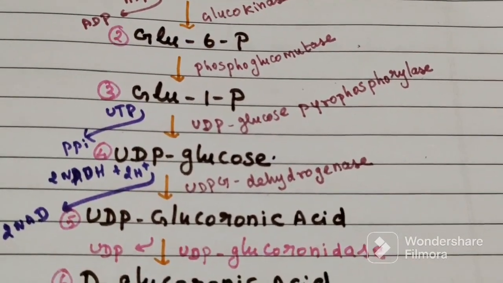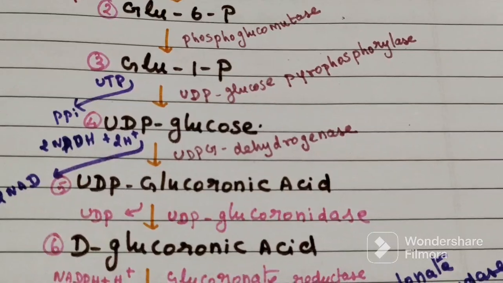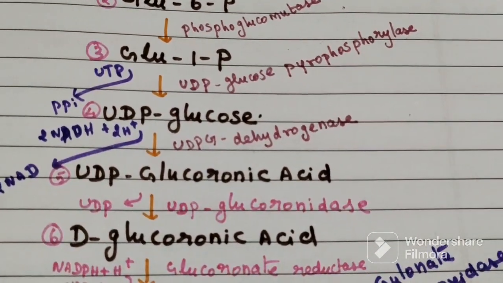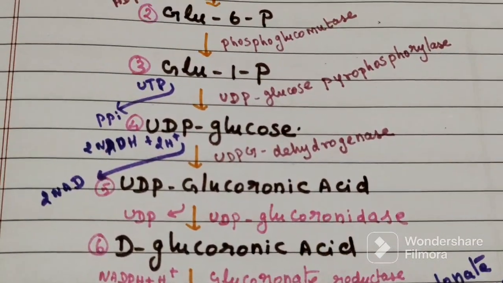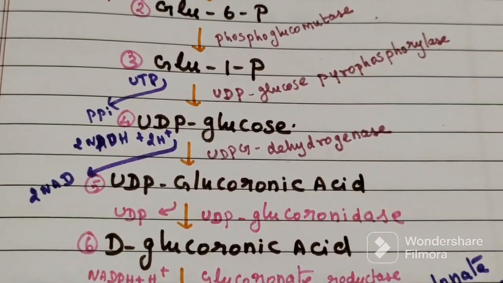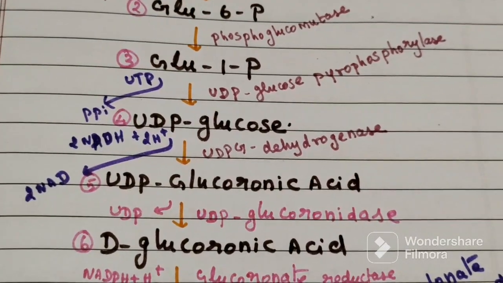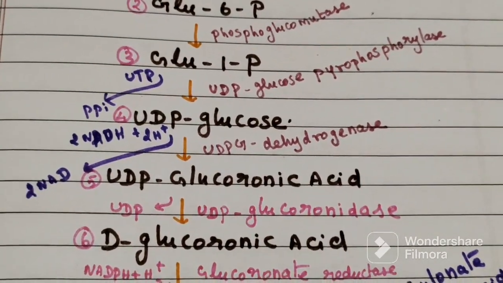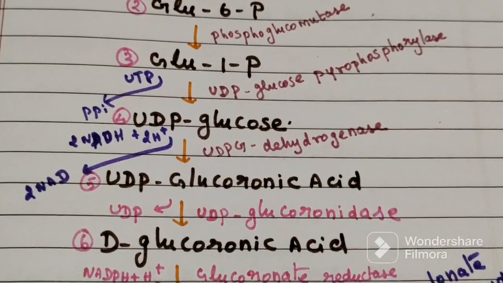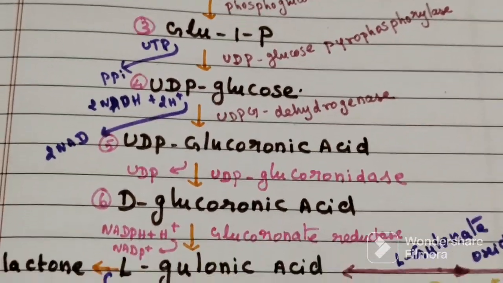And this active form of glucuronic acid has various functions. What functions does it have? It is used for conjugation of bilirubin, conjugation of steroids, conjugation of various drugs, and synthesis of glycosaminoglycans.